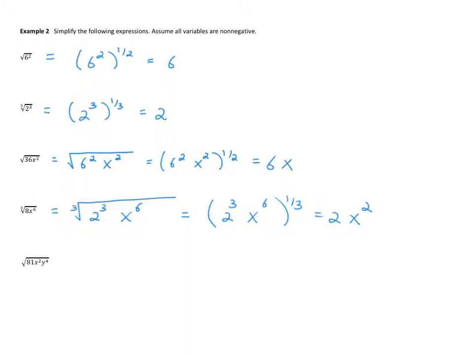Last one here, I have the square root of 81x squared y to the 4th. It would be nice if everything was written with an even exponent. And you can do this. 81 is 9 squared. x squared, the 2 is even, and y to the 4th, the 4 is an even number as well. So this is really 9 squared, x squared, y to the 4th, all to the 1/2 power. I divide each exponent by 2, and so my answer is 9x, and then y squared.